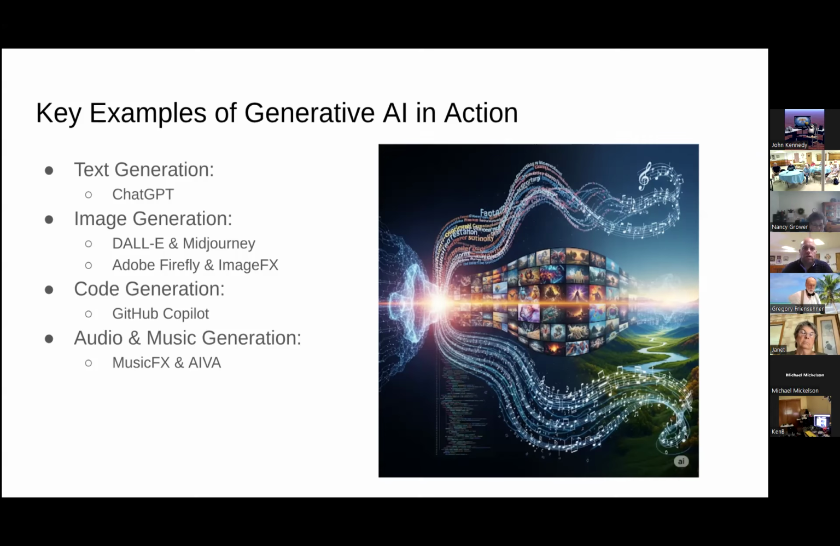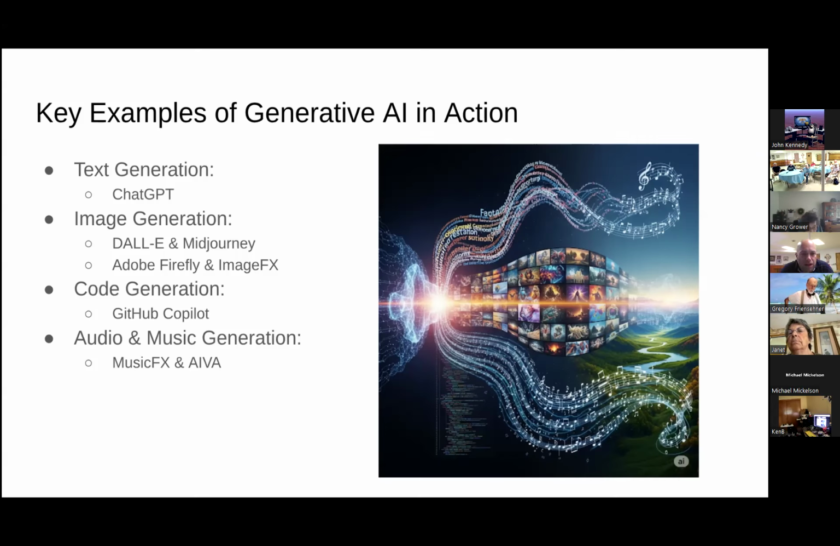The next category of examples would be image generation. DALL-E is one that's created by OpenAI, the makers of ChatGPT, and then Midjourney is another popular one. These tools create unique images from simple text descriptions. Adobe Firefly and ImageFX by Google are similar tools for image generation. The impact of these is transforming graphic design, marketing, art, and visual storytelling. Using text prompts, you could create your own little comic strip in seconds.